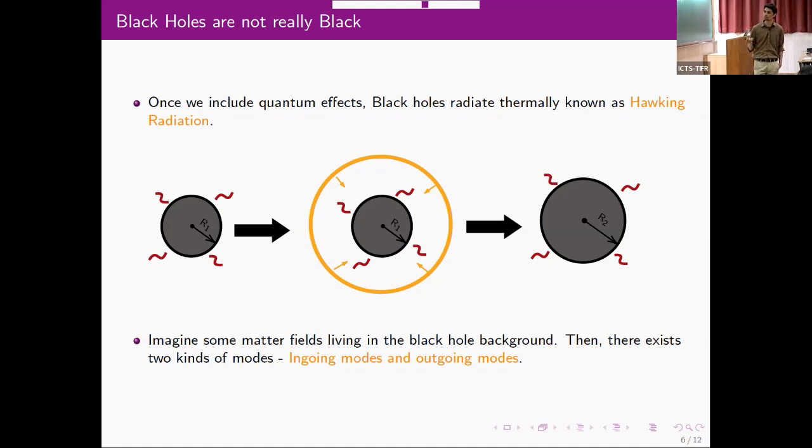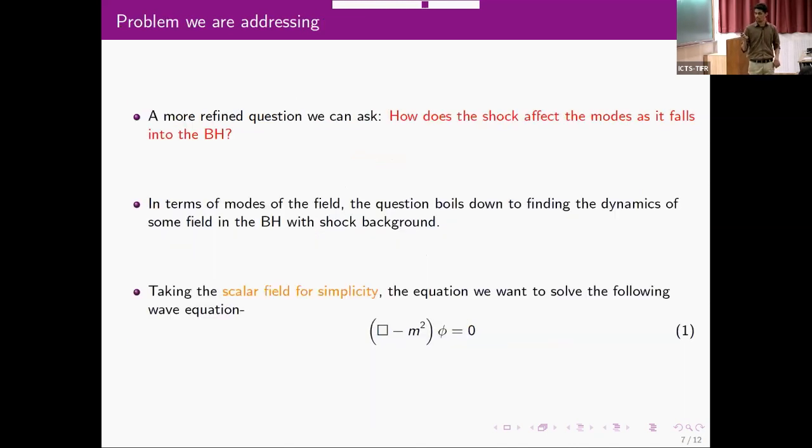But now you can ask one more thing. Consider some matter field living in the black hole background. Then naively, there exist two kinds of modes in the matter fields, which are ingoing and outgoing modes: something which is falling towards the black hole, and something which is going out of the black hole, which includes Hawking radiation also. So now you can ask a more refined question: how does this shock affect these modes, the infalling and outgoing modes, which are already present outside this black hole?